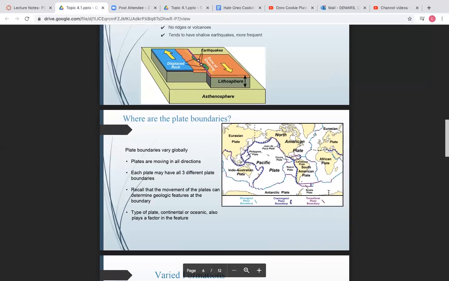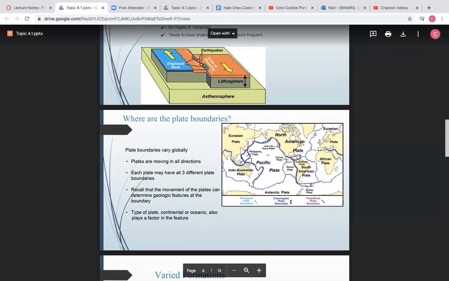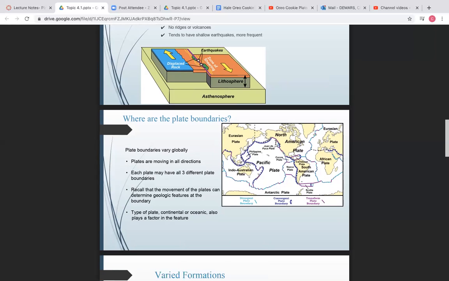So plate boundaries, we have a lot throughout Earth, and plates are constantly moving in all directions. Plates don't just sit still, they're always moving. And each plate does not necessarily have one type of boundary. Each plate can have all three different types.